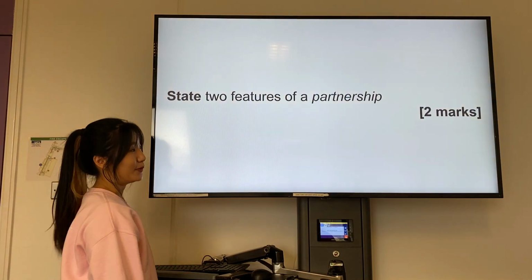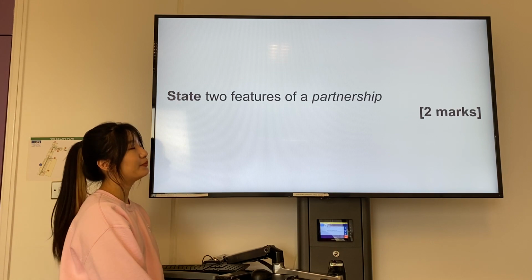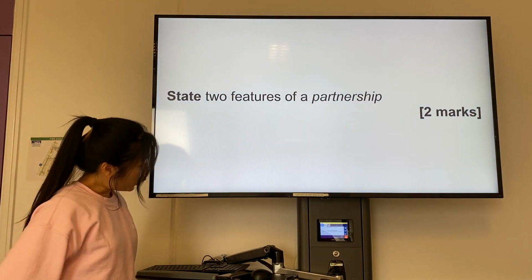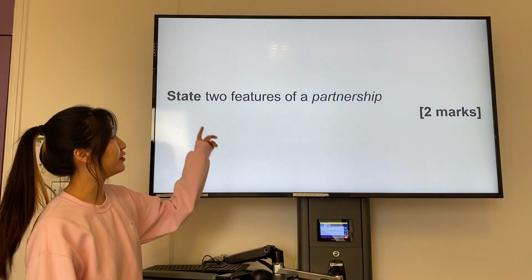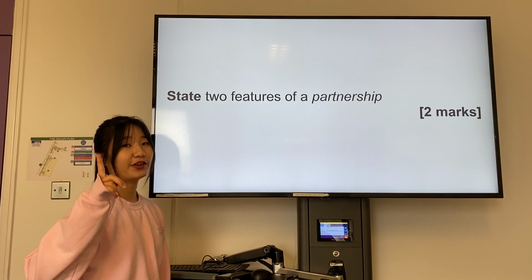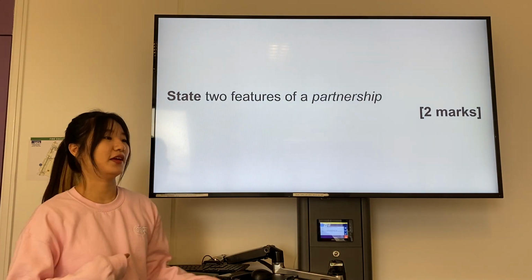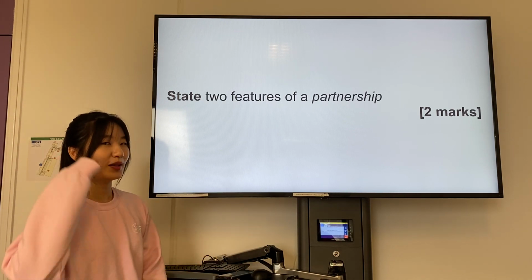State two features of a partnership. Stating, okay? So it's 2 marks overall, and you have to state 2 features. So 1 feature is worth 1 mark. So I simply have to write something about a feature of a partnership to get my mark. That should be your mental calculations.